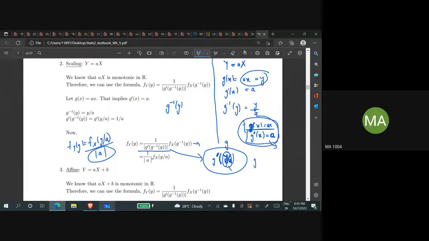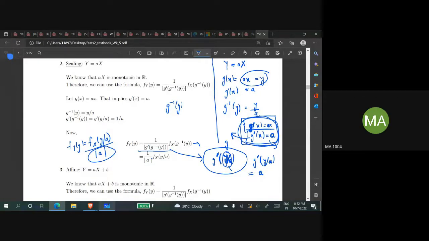Now you have g dash of y by a, which is nothing but a particular x. And from here you can just say that any x you give, the derivative of g of x with respect to x is going to come out as a. So this g dash of y by a is nothing but a. Is it clear? If it is not clear, just think about it a little.